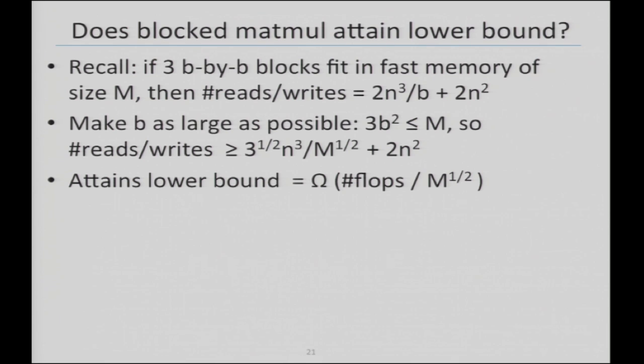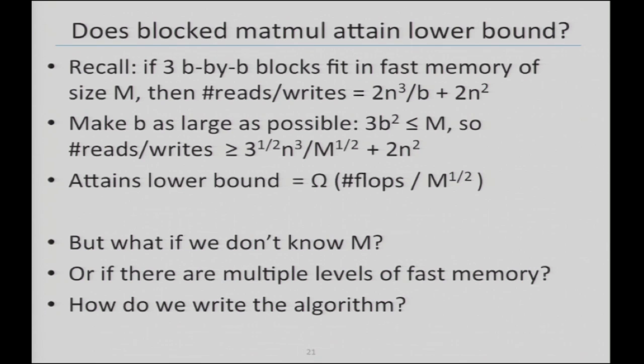So all of this assumed, to write the code, that I knew M, that I knew enough about the hardware in my machine that I could design the algorithm, pick the block size depending on the hardware, and write the code. But what if I don't know that, right? What if I'm trying to write portable code? Or what if there are multiple levels of fast memory? Here I was assuming there was one. What if I have L1 and L2 and I want to minimize across all of those? How do we write the algorithm?